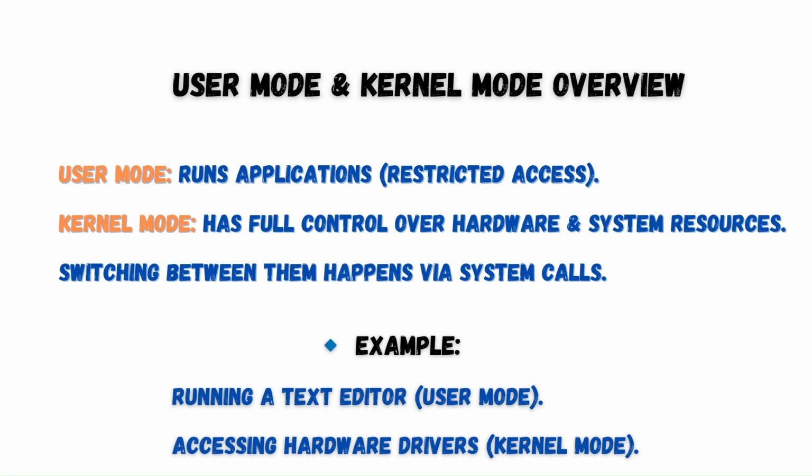Coming to user mode versus kernel mode. Computers have two important modes of operation: user mode and kernel mode. User mode is where normal applications run. It has restricted access to system resources to prevent accidental crashes. Whereas kernel mode is where the operating system operates. It has full control over the hardware and the system. For example, when you open Google Chrome, it runs in user mode. When Chrome needs internet access, it requires the OS, which switches to kernel mode to handle the requests securely.